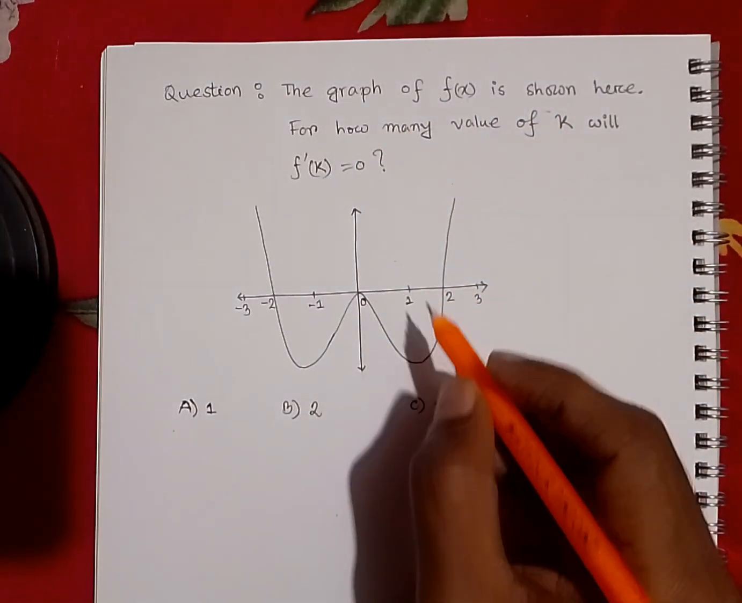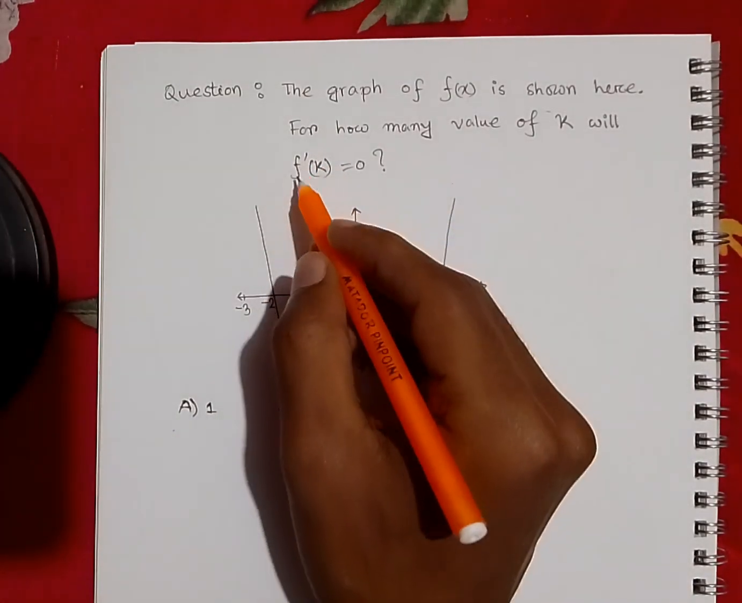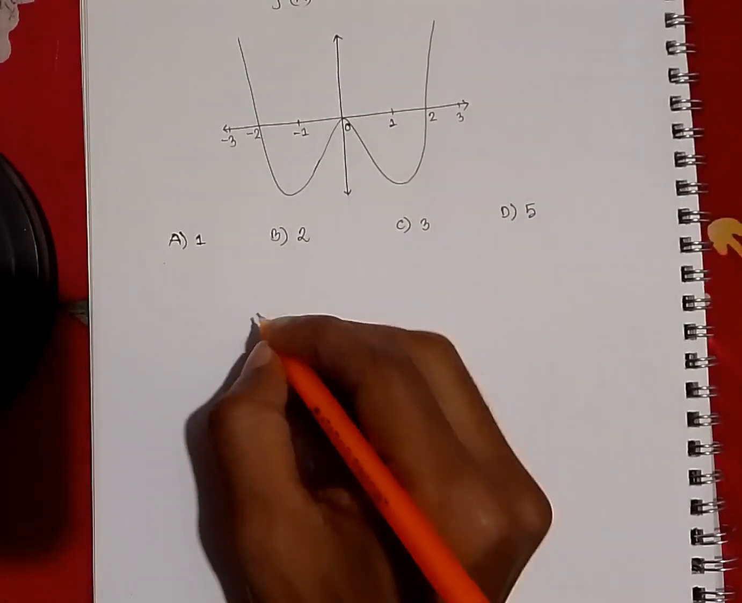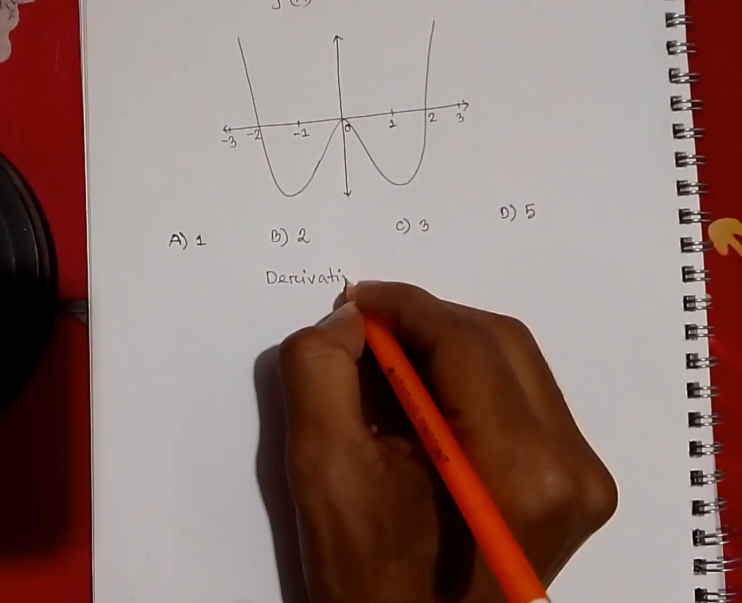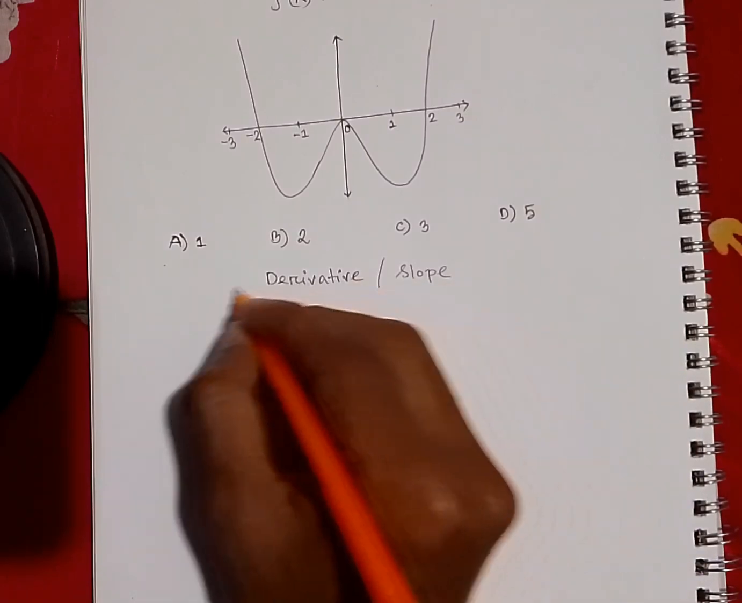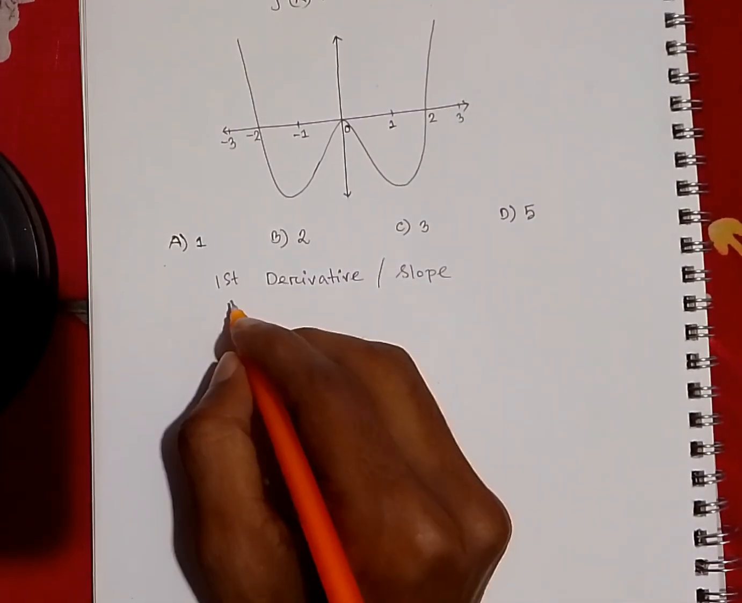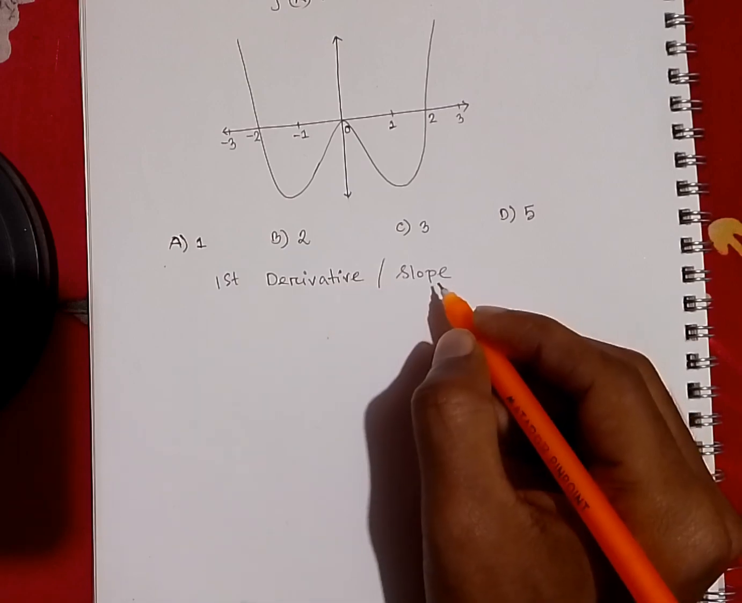And f dash of k, what is this? First you have to know what f dash of k is. The derivative, or slope, is the first derivative of any function. The first derivative of any function is called the slope of the function.